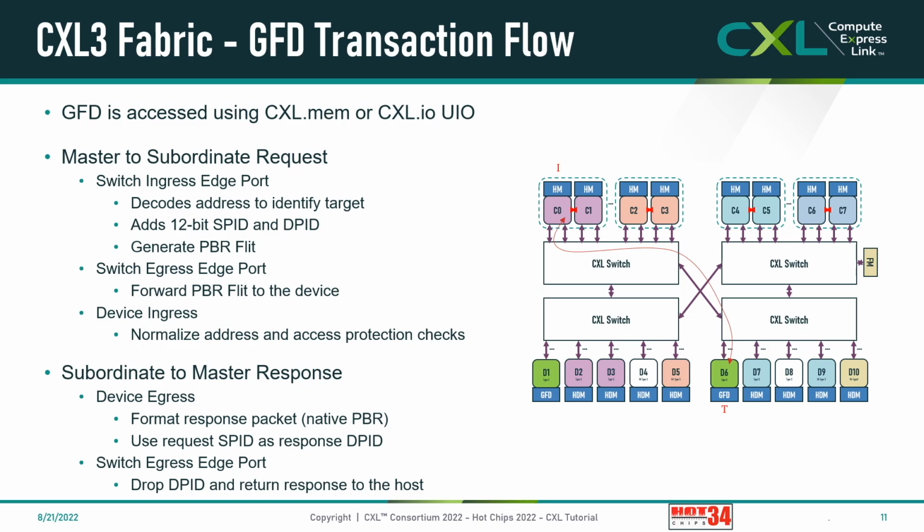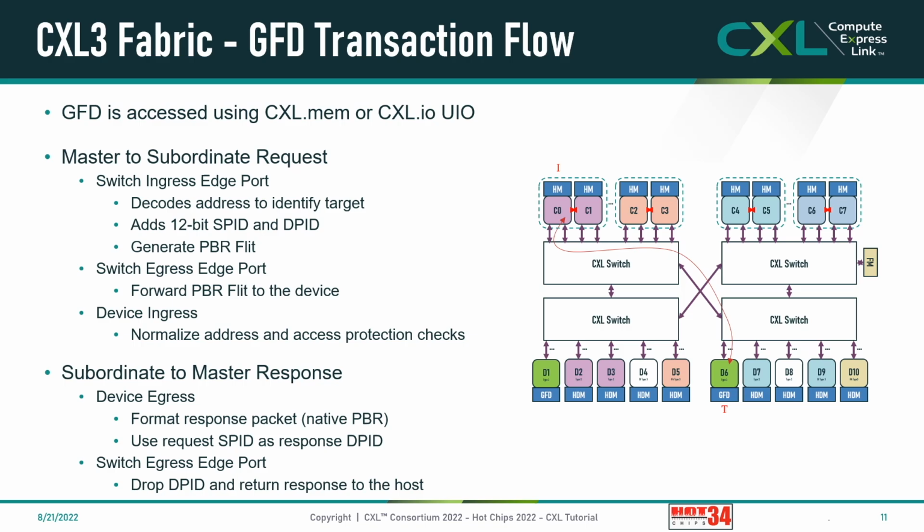The FLIT is routed through one or more switches until it arrives at the target destination port. At the destination switch edge port, the FLIT is forwarded to the target device. Note that for a GFAM device, the FLIT is forwarded to the device with the source and destination port identifiers. For CXL 2.0 compliant devices, the PBR FLIT is converted to the expected non-PBR FLIT format prior to forwarding to the target device.